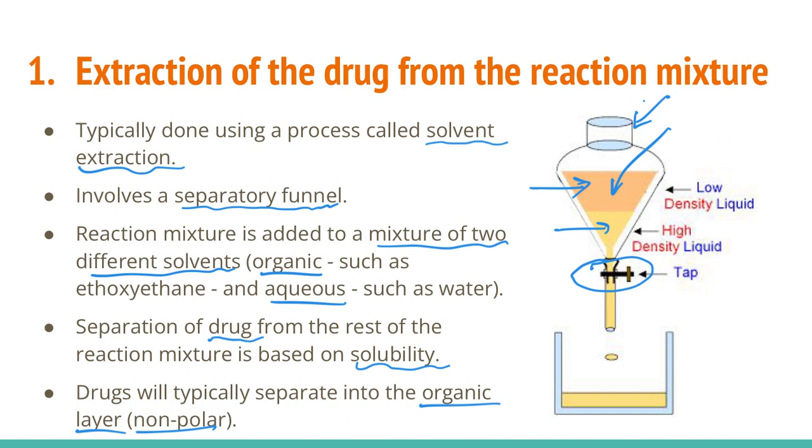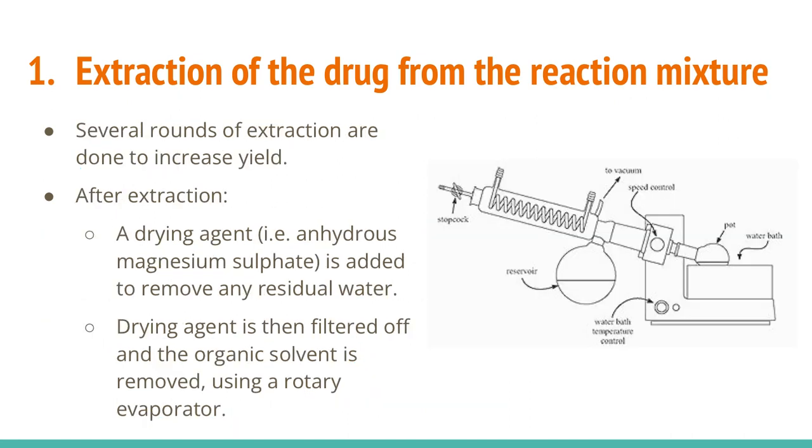In terms of where those particular layers end up sitting, it's going to depend on the density of the solvent itself. The high density solvent is going to end up on the bottom here, and the low density solvent is going to end up on the top here. So you do have to know the densities of your solvents to know where your drug is going to lie, based on where the nonpolar layer is going to end up being. We don't just do one round of extraction. We actually do several rounds just to try and increase the yield.